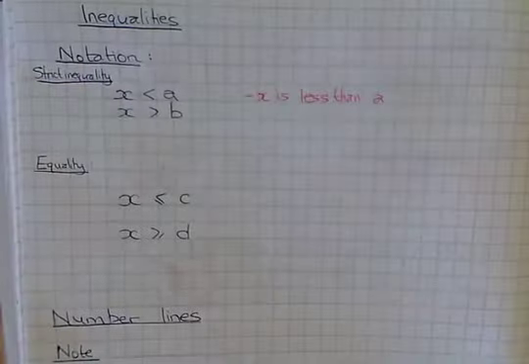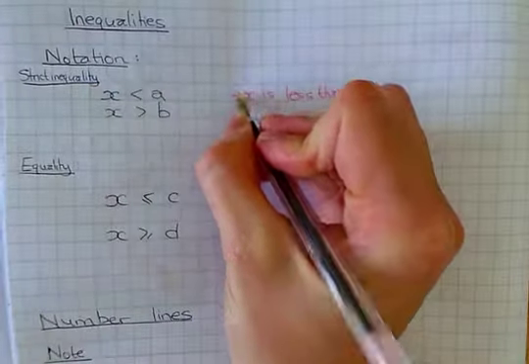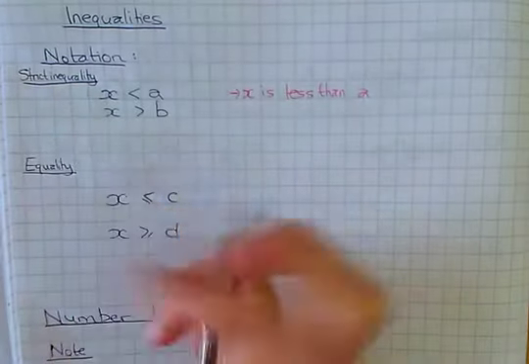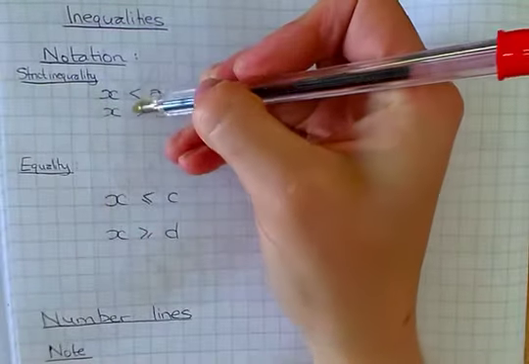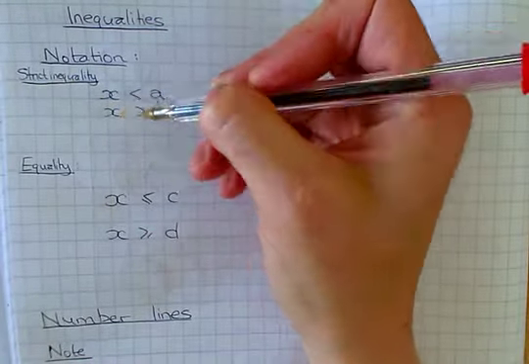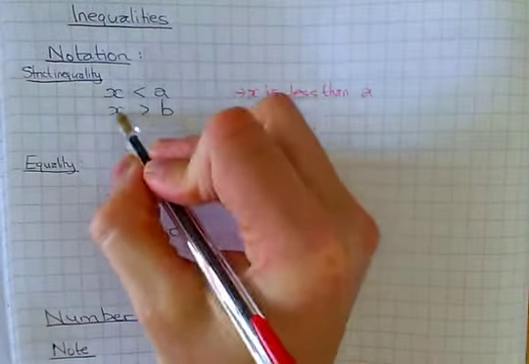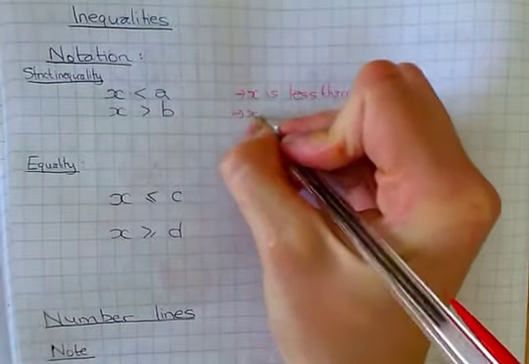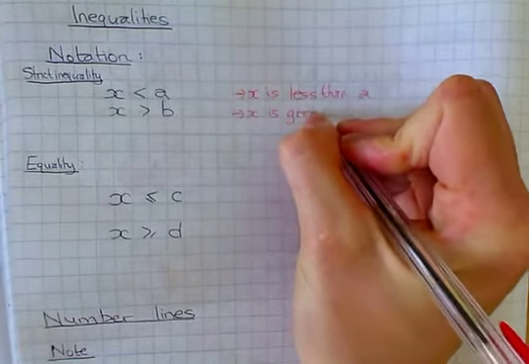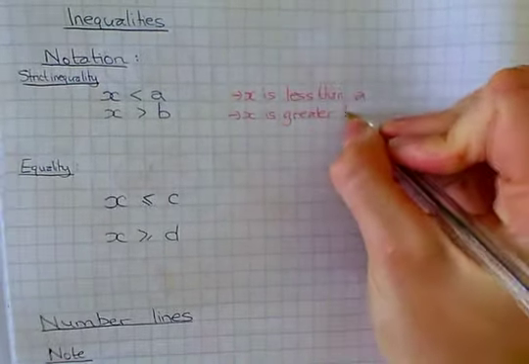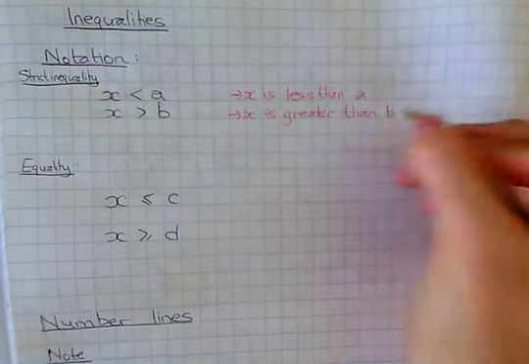Going to try and make that a bit more in focus for you. Okay. Here we can see that the larger outside part of the arrow is by x, and so that's quite a helpful way to remember. As the bigger side is by x, x is greater or bigger than b.